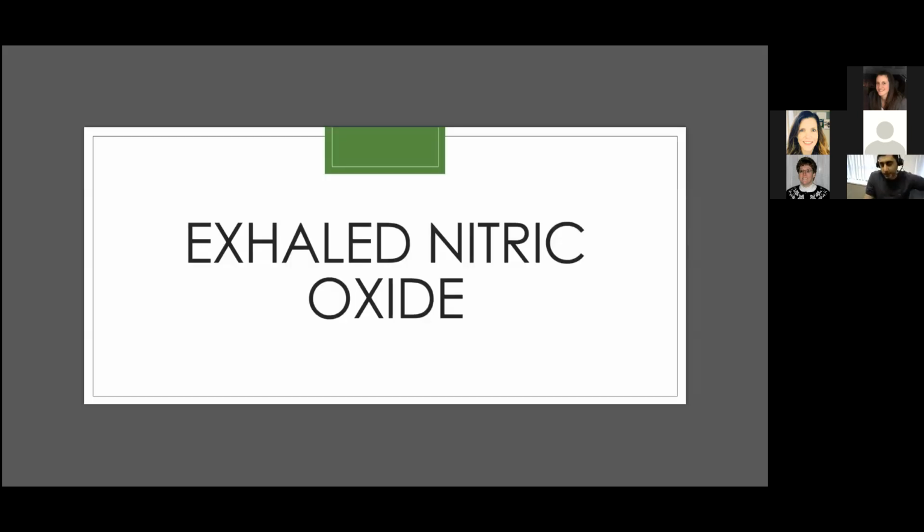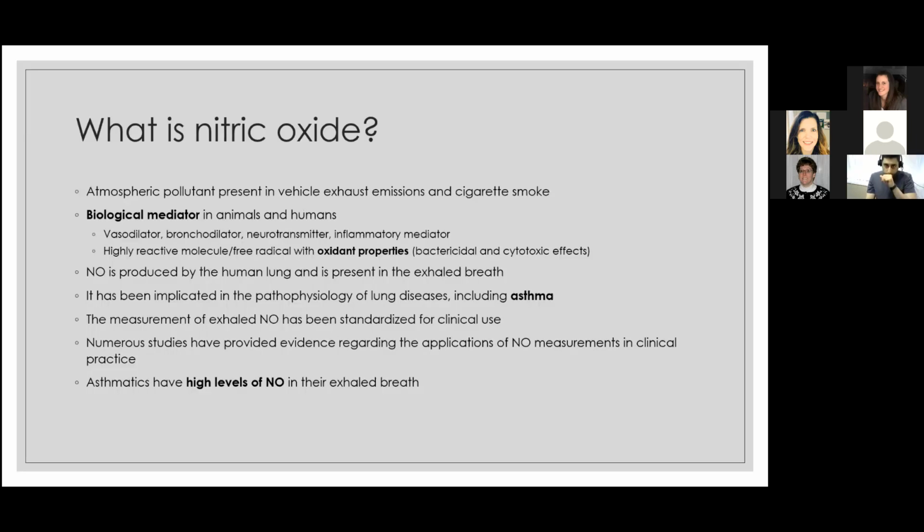We're going to talk about exhaled nitric oxide. So what is it? At its base form, it's an atmospheric pollutant present in vehicle exhaust emissions and cigarette smoke. But it's also a biological mediator in animals and humans. It can result in several different actions, including vasodilation, bronchodilation. It can act as a neurotransmitter. It can also act as an inflammatory mediator. It's a highly reactive molecule, free radical with oxidant properties, meaning it can be bactericidal and has cytotoxic effects.